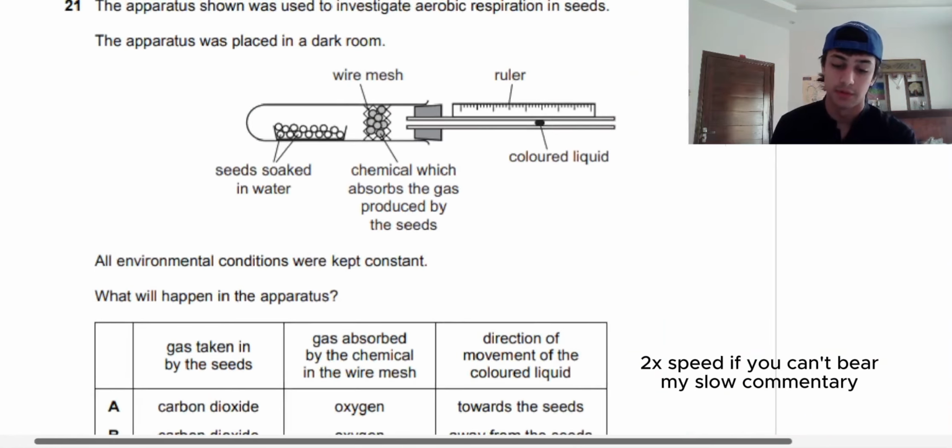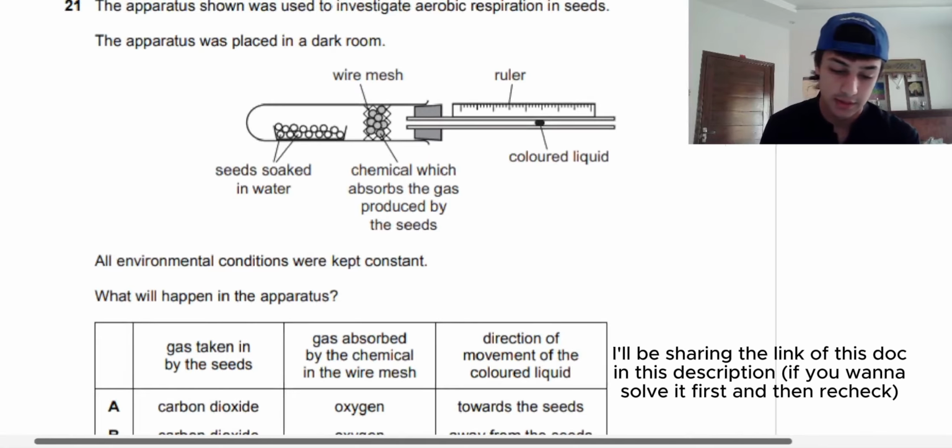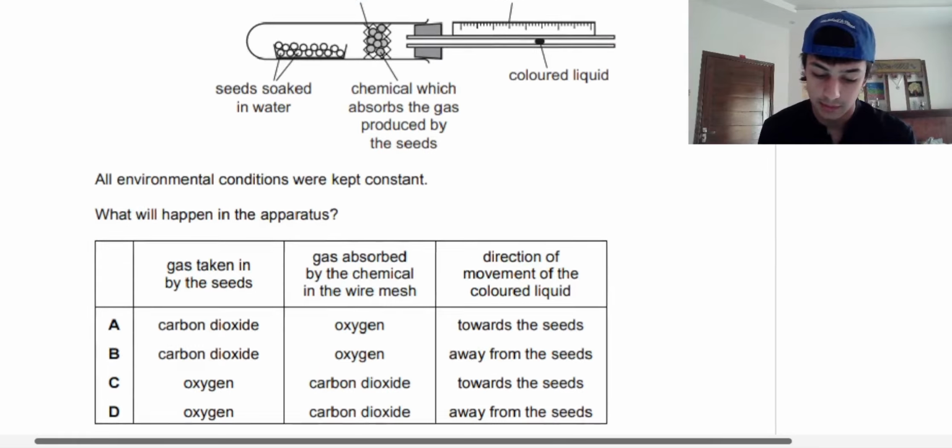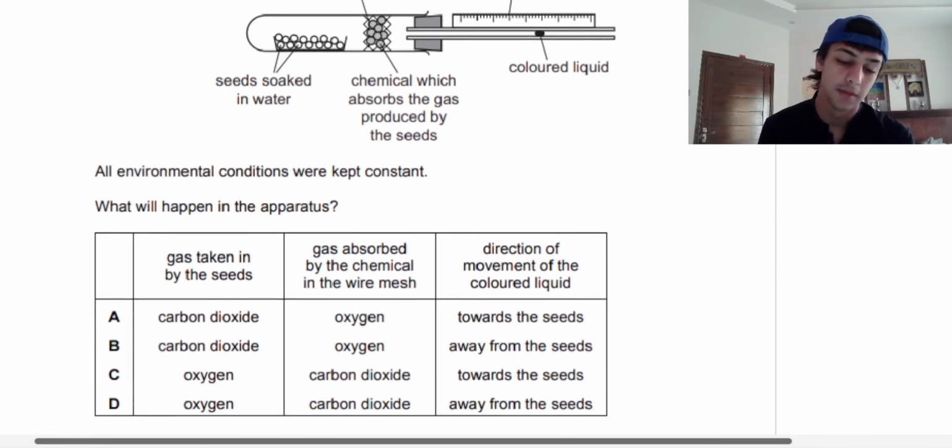The apparatus shown was used to investigate aerobic respiration in seeds. It was placed in a dark room. All environment conditions were kept constant. What happens in the apparatus?